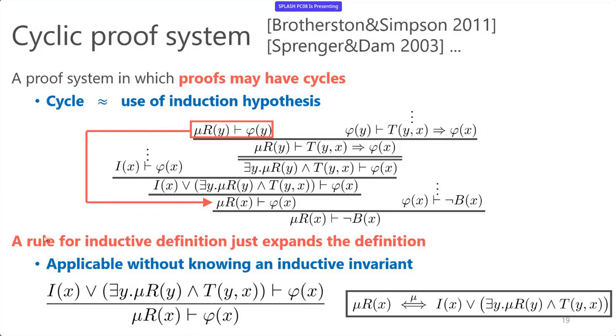So, the rule for inductive definition in the cyclic proof system just expands the definition, which is applicable without knowing an inductive invariant. So we can use this for describing proof search. So please note that the goal sequent is rewritten to the sub-goal using this rule by expanding the left-hand side inductive definition like this.